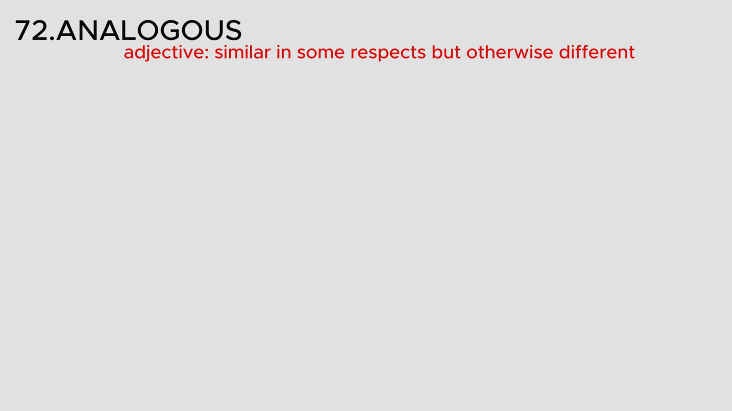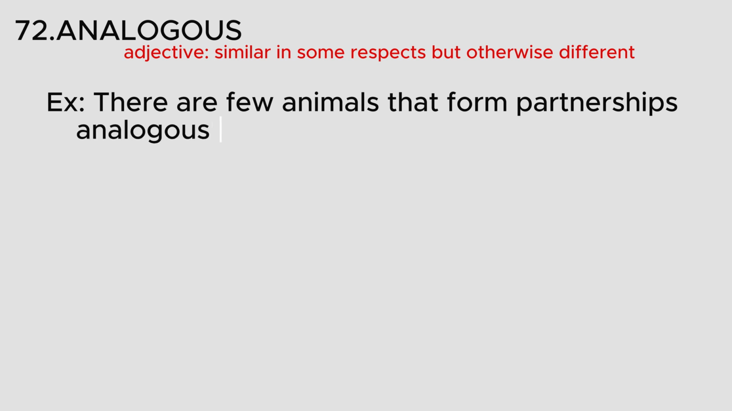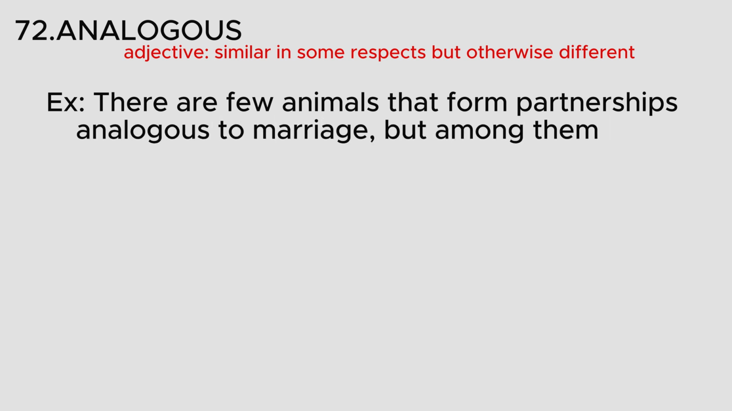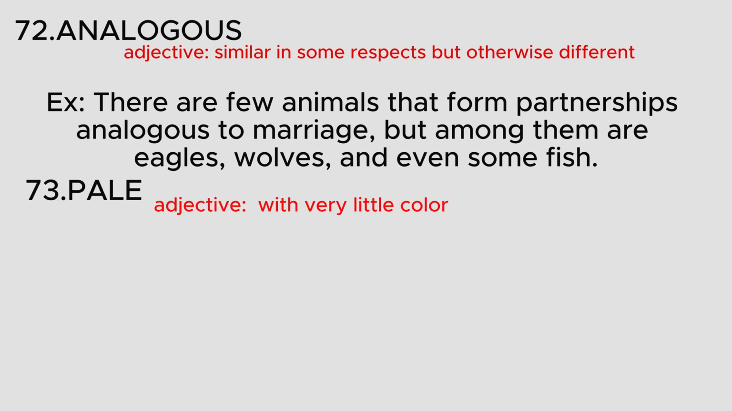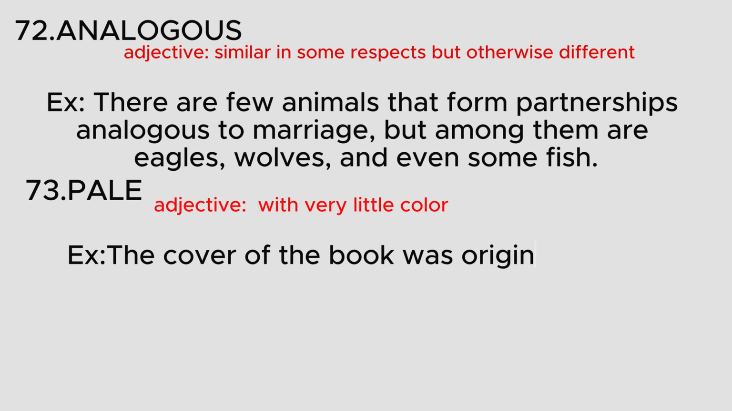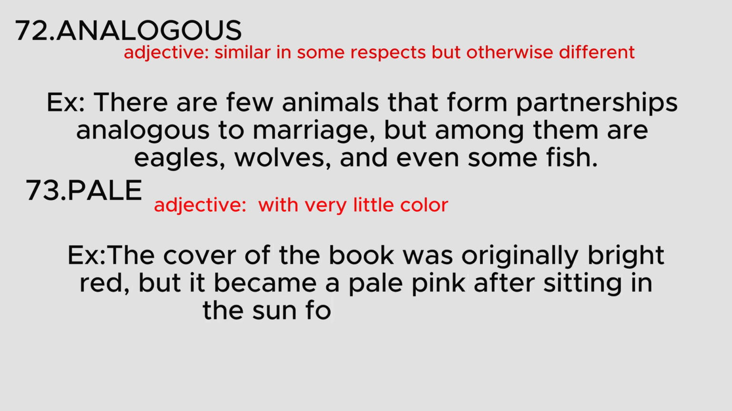Analogous: similar in some respects but otherwise different. Example: there are few animals that form partnerships analogous to marriage, but among them are eagles, wolves, and even some fish. Pale: with very little color. Example: the cover of the book was originally bright red, but it became a pale pink after sitting in the sun for 3 months.